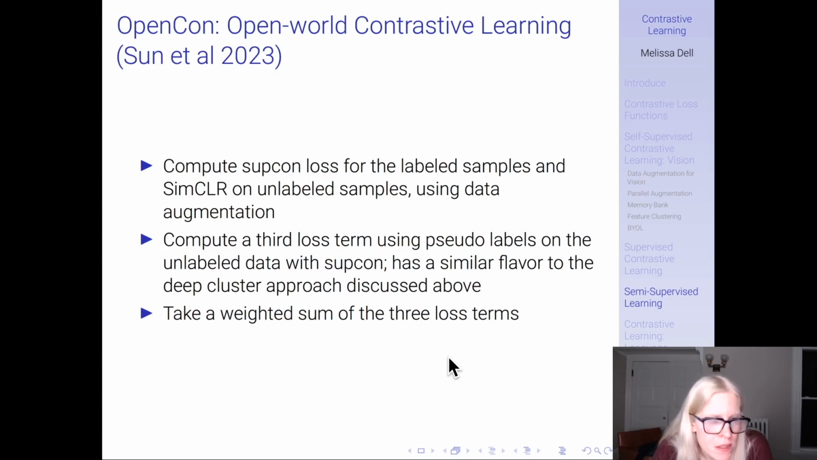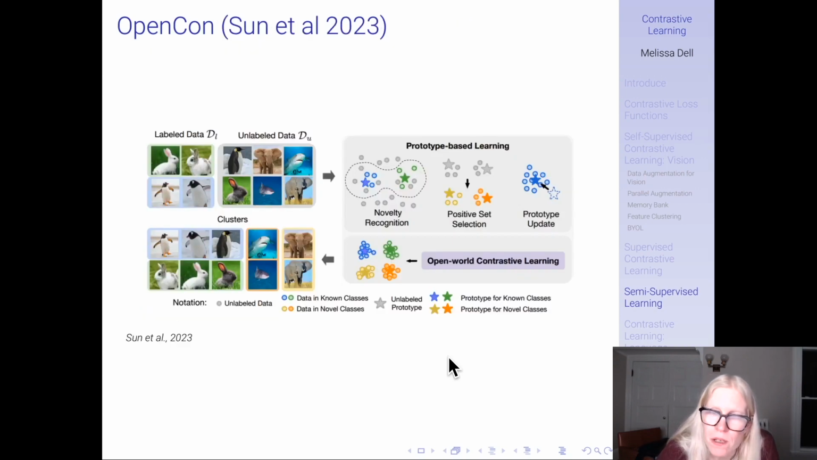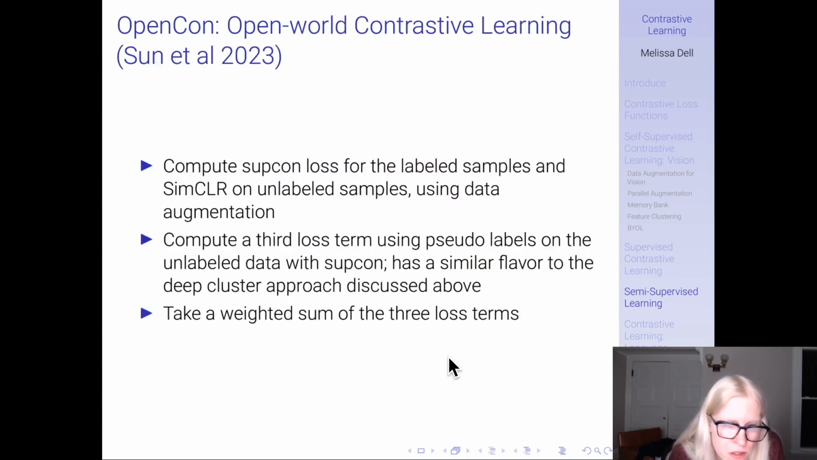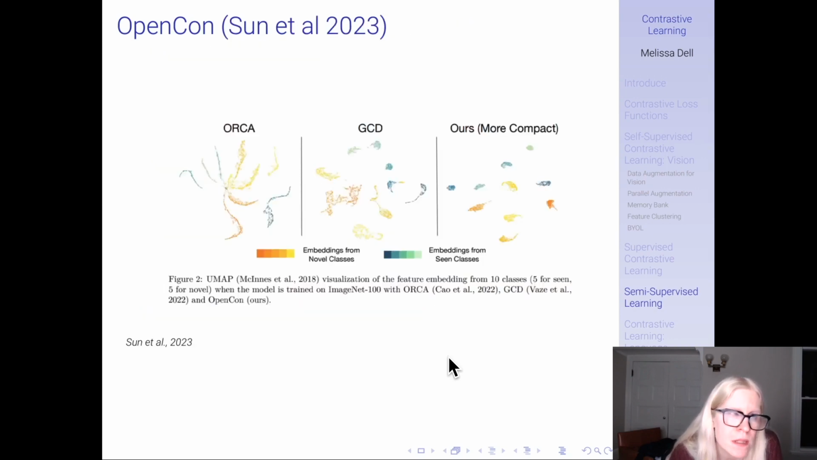So this has a little bit of a similar flavor to the deep clustering we saw discussed above, but here you're computing SupCon over these pseudo clusters. And there was a paper that preceded this that just did these first two things. And this paper found better results doing all three of these. So then the loss is just a weighted sum of these three terms. And these are two of the earlier, by which I mean 2022, papers in this space. And they're doing visualization with UMAP and finding better representations from this approach.